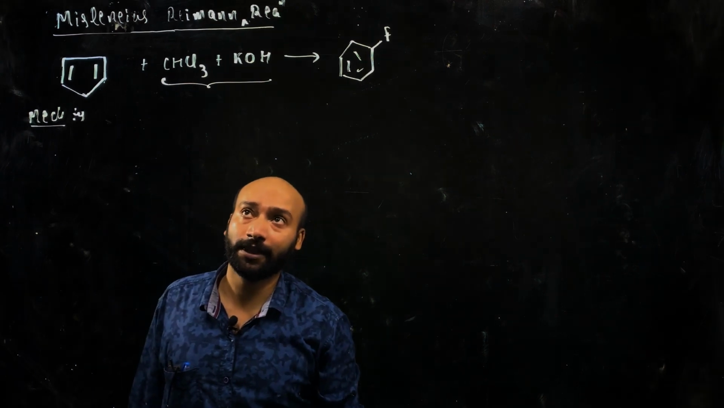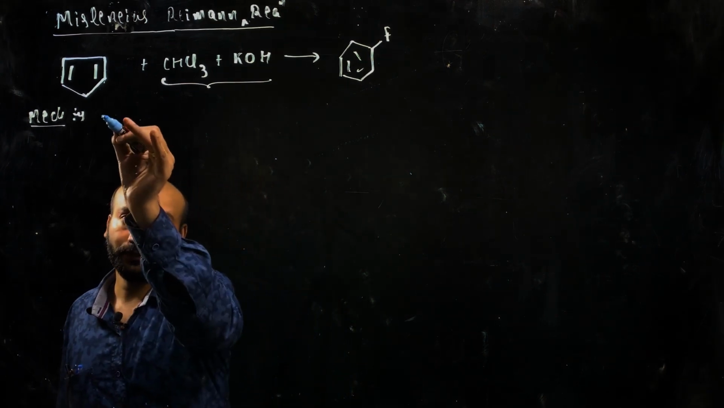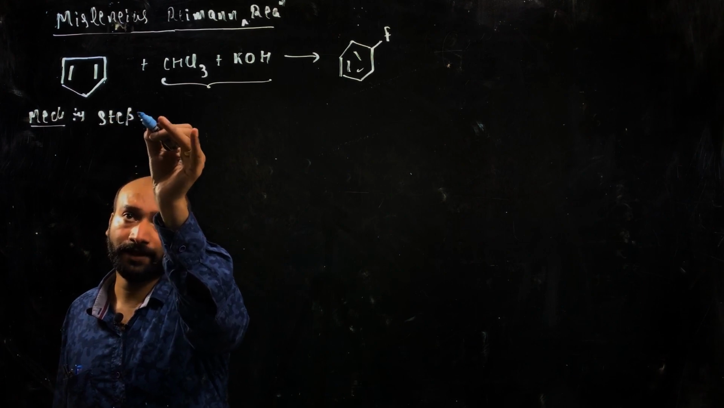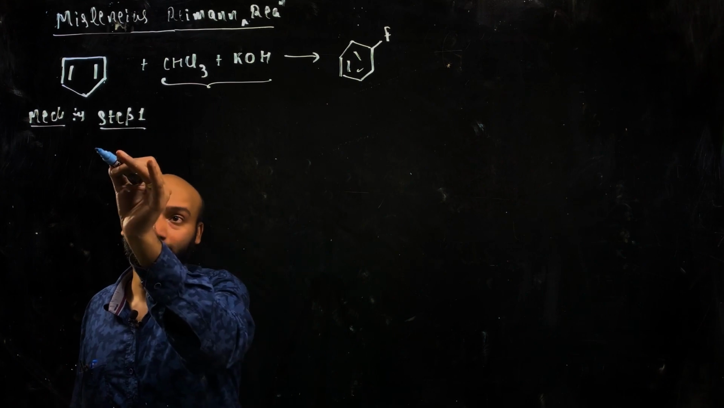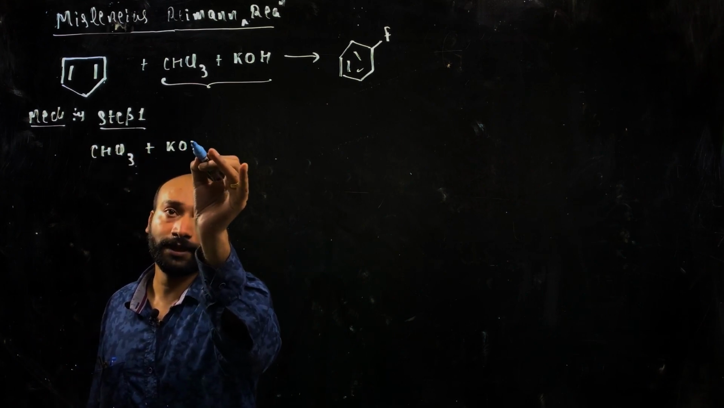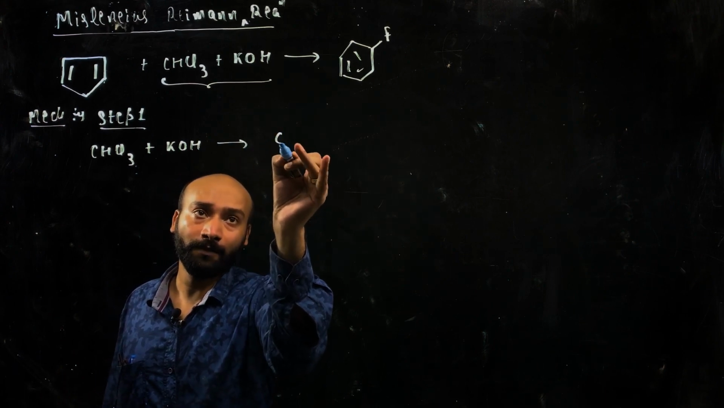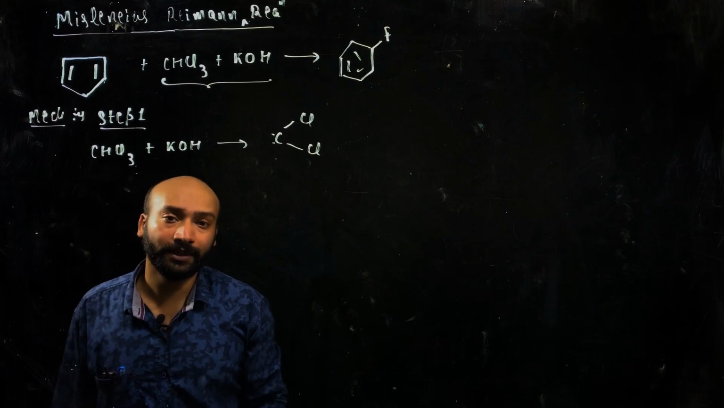Everyone knows that in the first step, the intermediate formed will be the same, that is dichlorocarbene. I think everyone knows how the intermediate is formed, so I can directly write it: CHCl3 plus KOH will react to form dichlorocarbene.